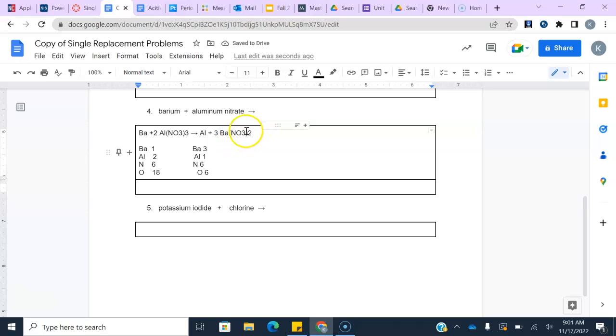And then 2 times 3 is 6, times 3 is 18 oxygen. Okay, so now our oxygens and nitrogens are balanced, but our bariums and aluminums are still out of whack. That is okay because it's easy to balance those because they're by themselves. So we need 3 barium on the left, so we're just going to give that barium a 3 coefficient, and he is now 3. And then aluminum on the right needs to be 2, so we'll give him a 2 coefficient. So this should be your balanced equation. 3 barium plus 2 aluminum nitrate will yield 2 aluminum plus 3 barium nitrate.